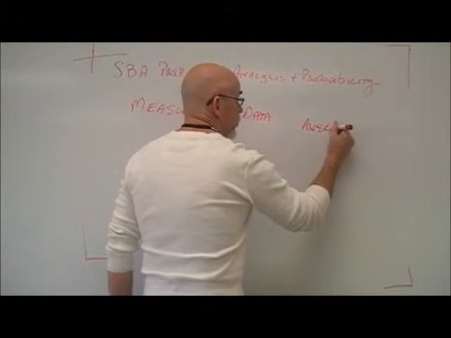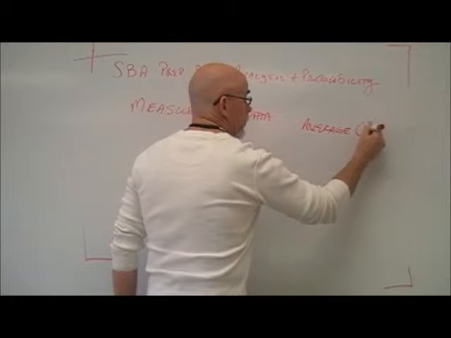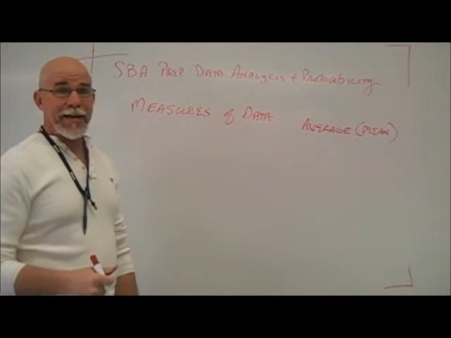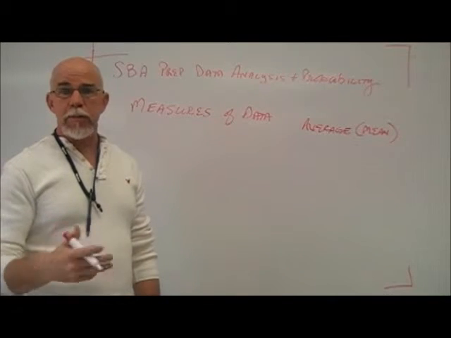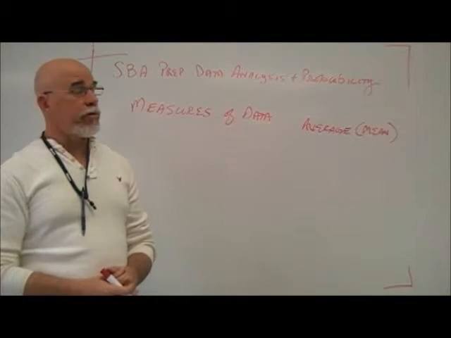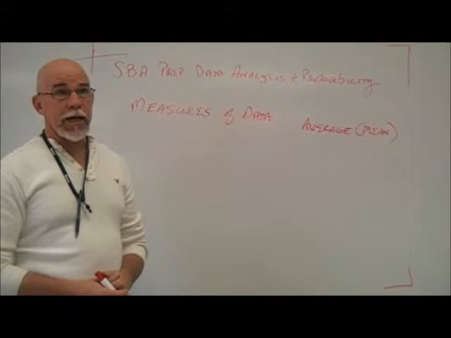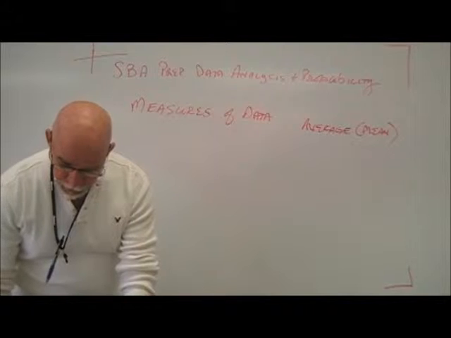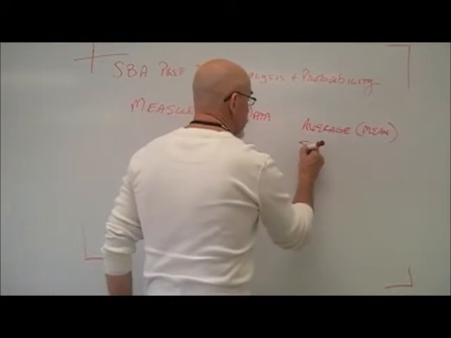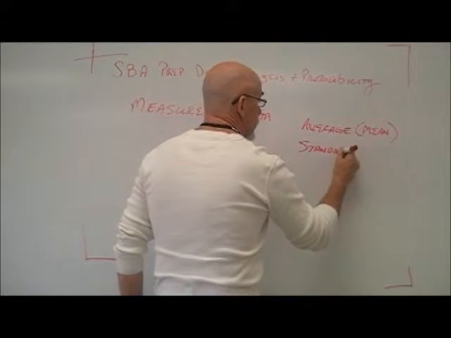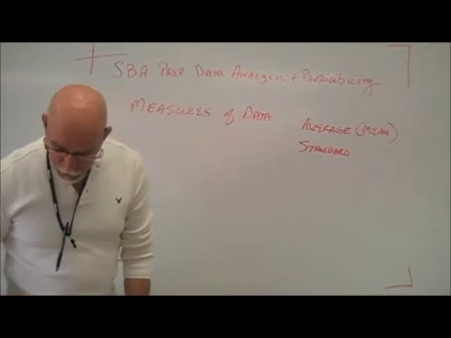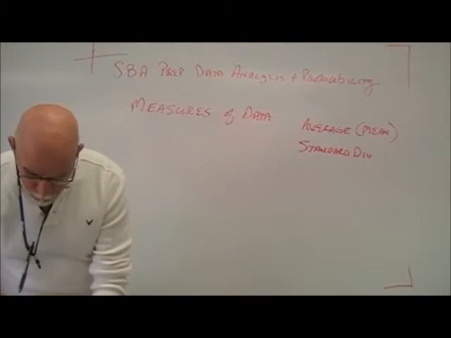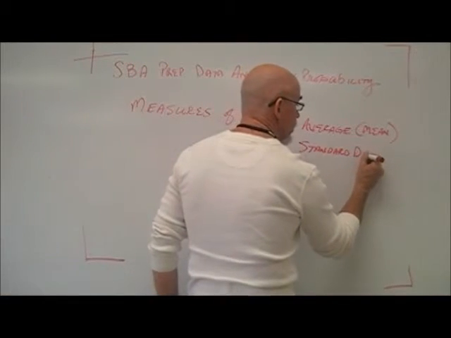Be able to take an average of data. There's another phrase that we use, it's called a mean. Average is a mean. You take the number of data points you have, and you add them all up and divide by how many you got. So you have an average or a mean. Make sure you understand standard deviation. You have to understand how to determine what the standard deviation is.